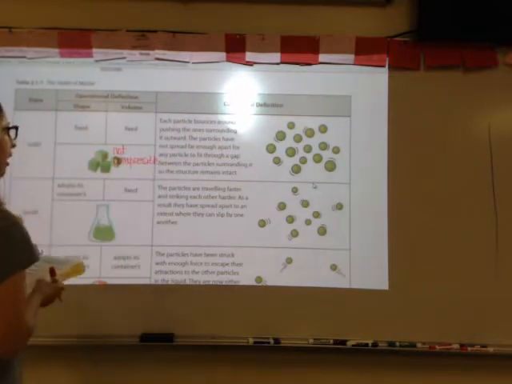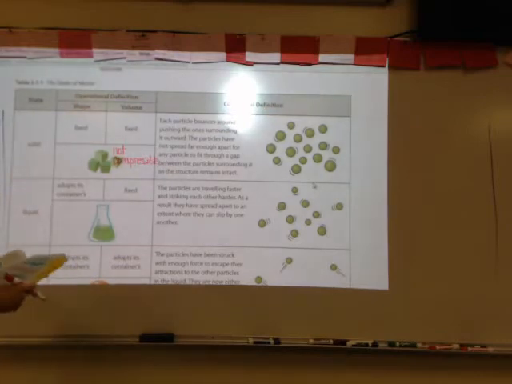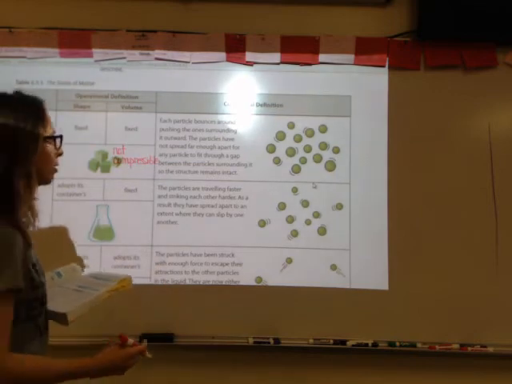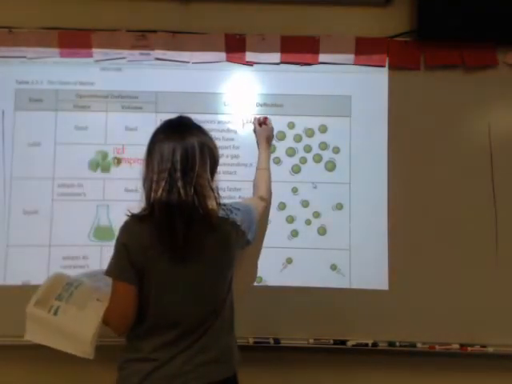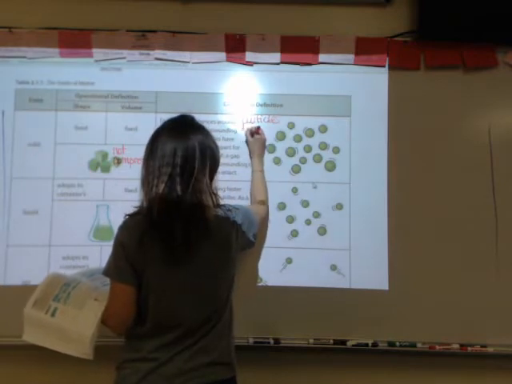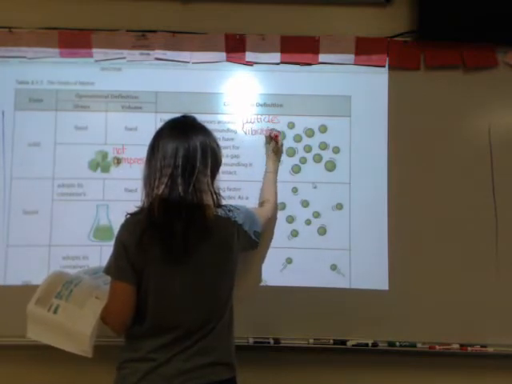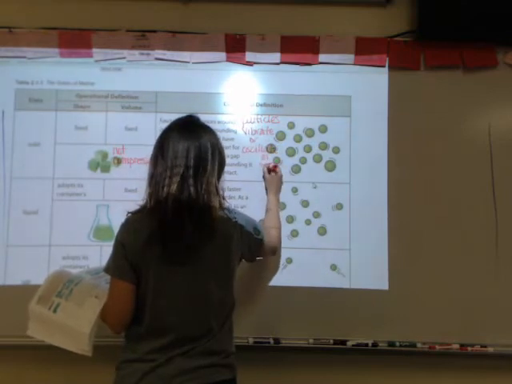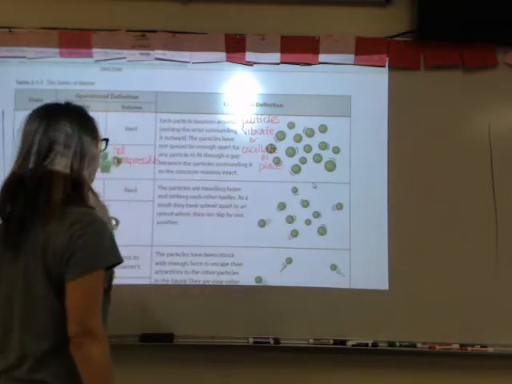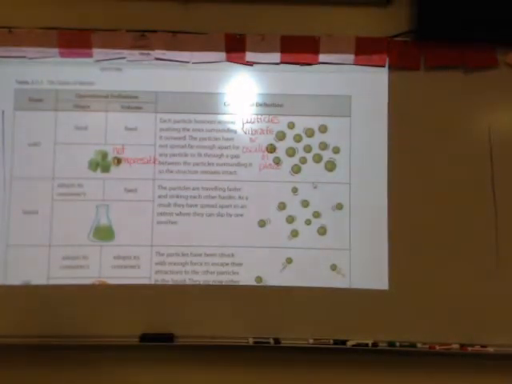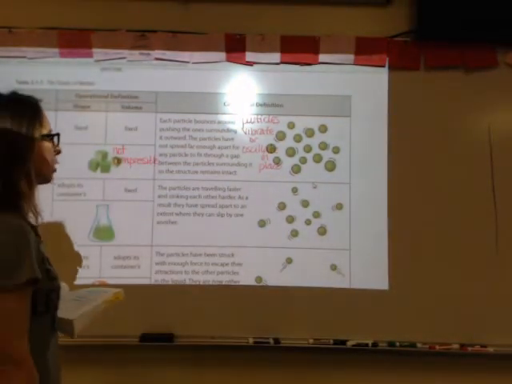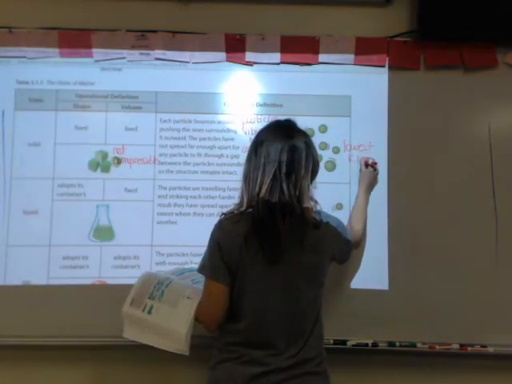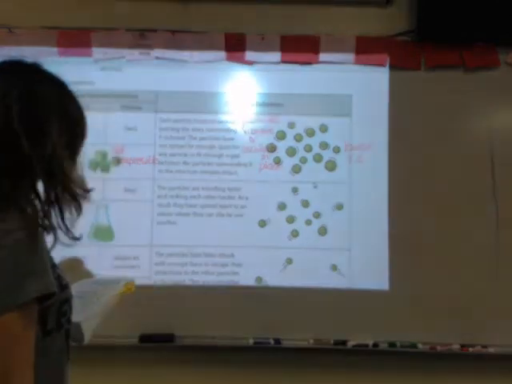The only movement that you're going to have in a solid substance is the particles will vibrate in place or oscillate in place. And the particles are going to be very compact and they are touching. And this is when you have the lowest kinetic energy. And I'm going to abbreviate kinetic energy as KE.